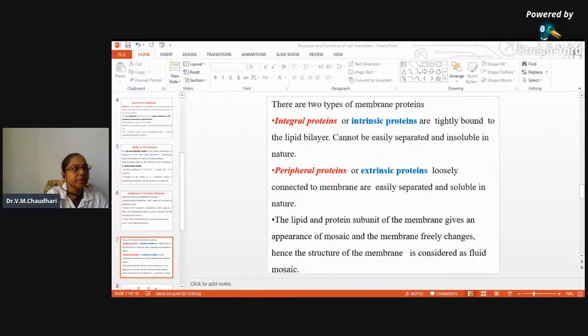So the cell membrane is made up of phospholipid bilayer and proteins. If you want, you can again see your SYBSc notes, or this is available on YouTube also. Peripheral proteins or extrinsic proteins are loosely connected to the membrane. Intrinsic proteins are tightly bound to the membrane. They cannot be easily separated, and these can be easily separated.